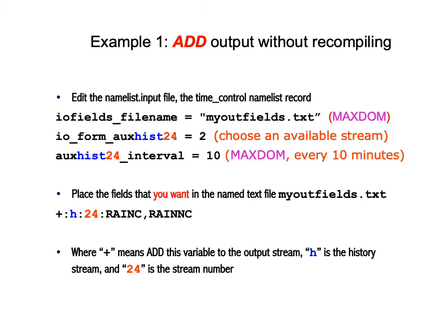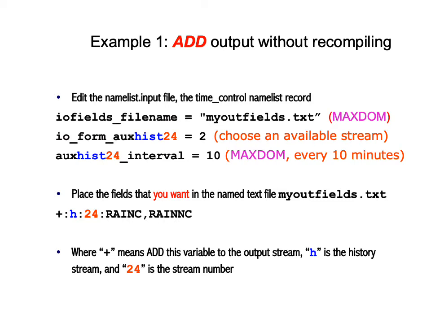We know that we could add output to the WRF source code by recompiling, by changing the registry. We would simply go into the registry, find the variable that we're interested in, and add the letter H in the I/O stream, and that variable would be included in the output from the WRF model. However, how can we do this without recompiling all of the code? There's a runtime way to do this.